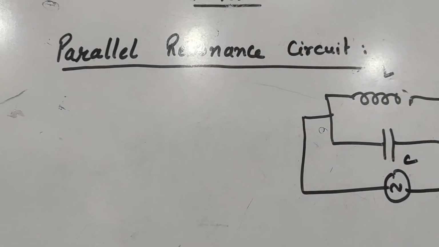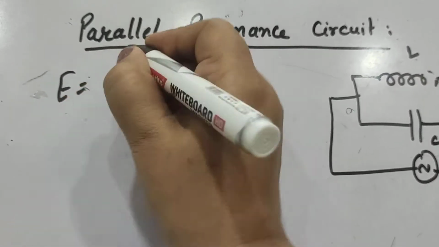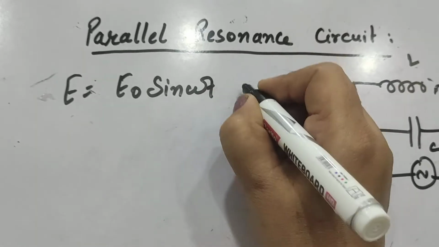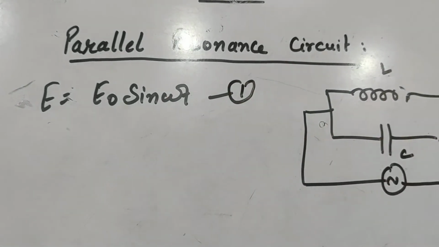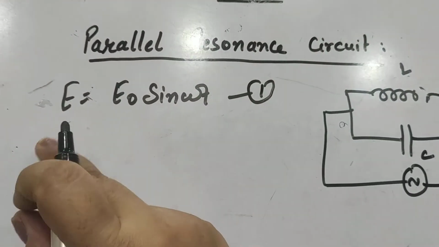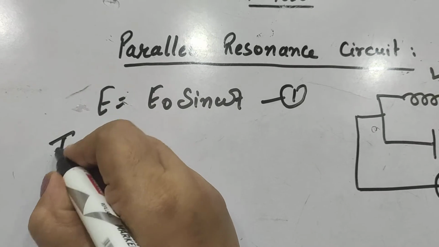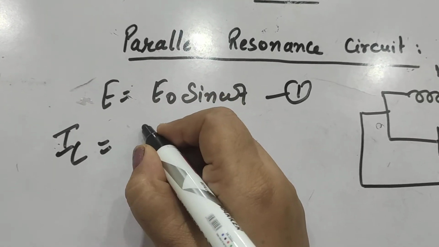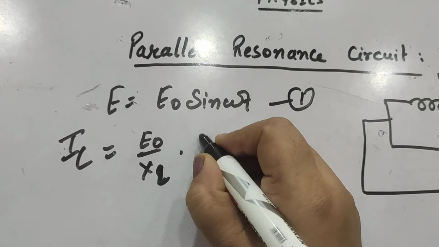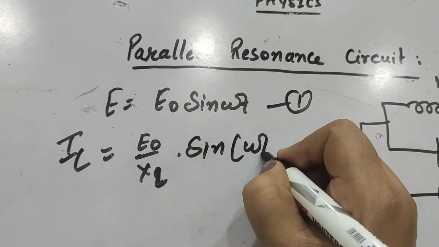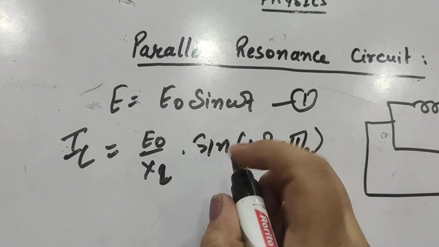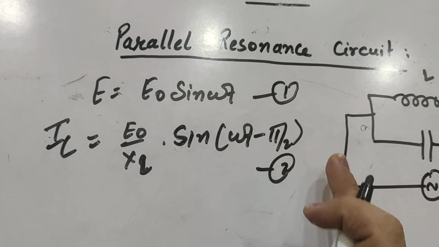We know that the EMF of the AC circuit is given by E naught sine of omega t. Let me give it number 1. Since in the case of an inductor the current is lagging behind the voltage by pi by 2, we can write that IL is given by E naught by XL into sine of omega t minus pi by 2. Give it number 2.